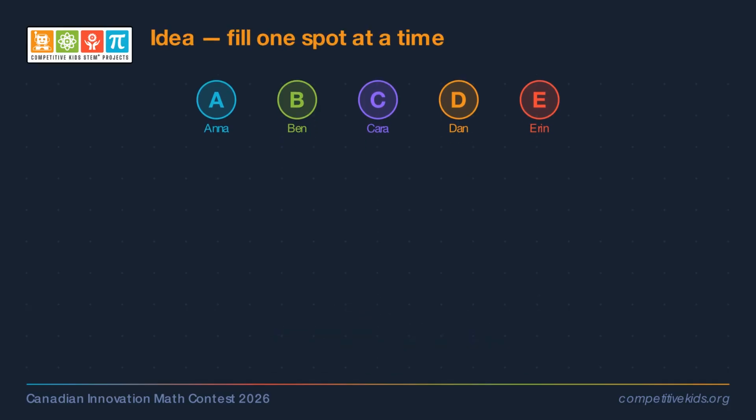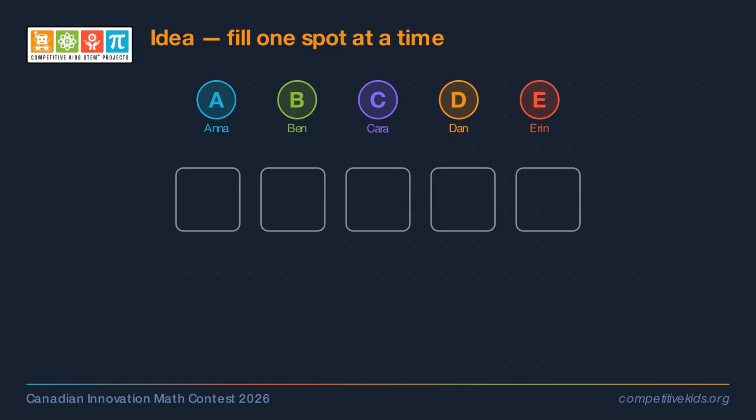Here is the trick. Think about filling the line one spot at a time. The first spot in the line. Any of the 5 students can stand there, so 5 ways. Now the second spot. 1 student is already used, so 4 students left, 4 ways.